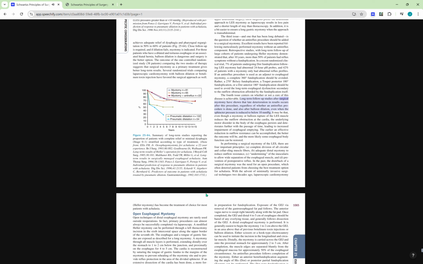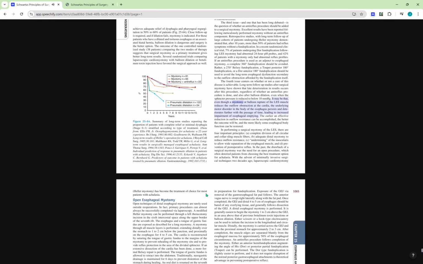Long-term follow-up studies after surgical myotomy have shown that late deterioration in results occurs after this procedure, regardless of whether an anti-reflux procedure is done, and also after balloon dilation. Even when the sphincter pressure is reduced to normal, it may be that even though a myotomy or balloon rupture of the LES muscle reduces the outflow obstruction at the cardia, the underlying motor disorder in the body of the esophagus persists and deteriorates further with the passage of time, leading to increased impairment of esophageal emptying.